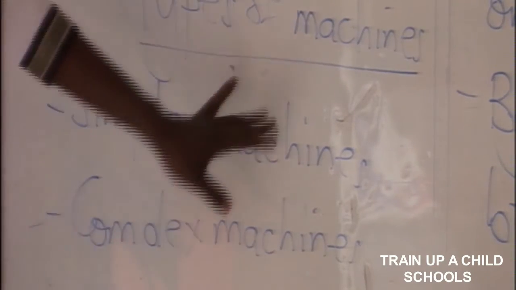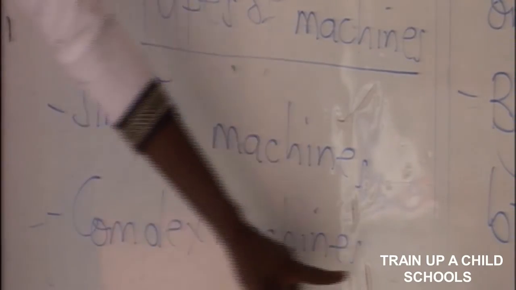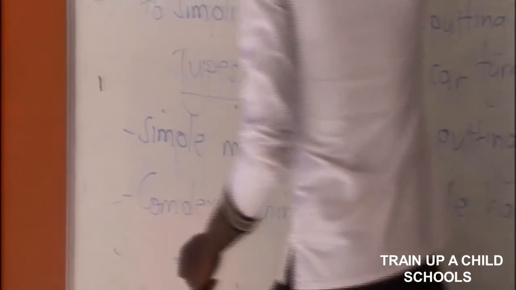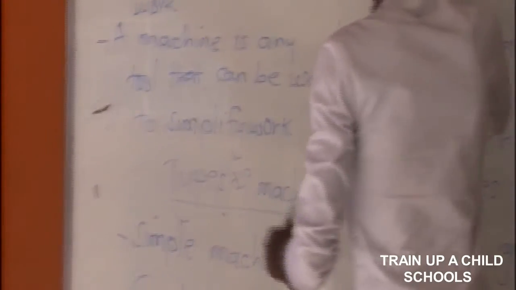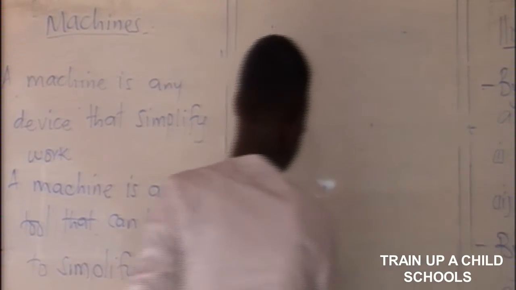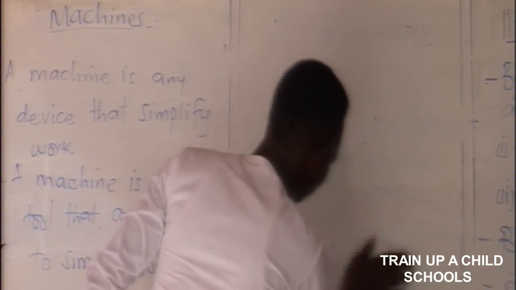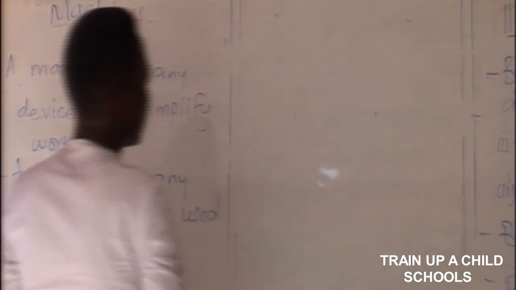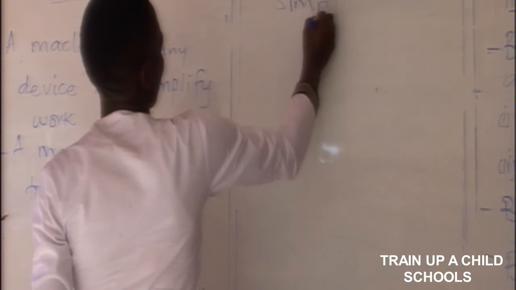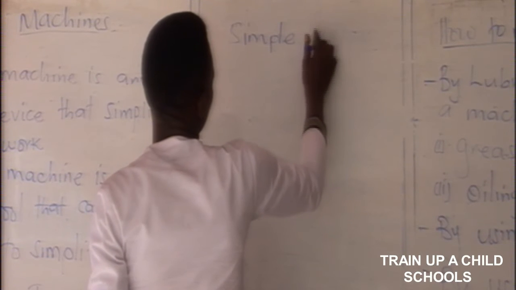Someone would want to know what a simple machine is or what a complex machine is. We are going to define these two types of machines. We are going to begin with a simple machine. What is a simple machine? That's a question I'm asking. What is a simple machine?